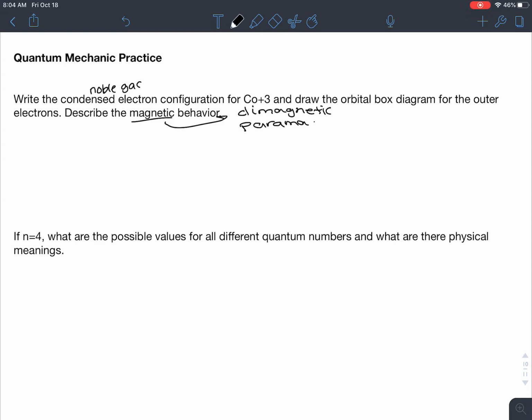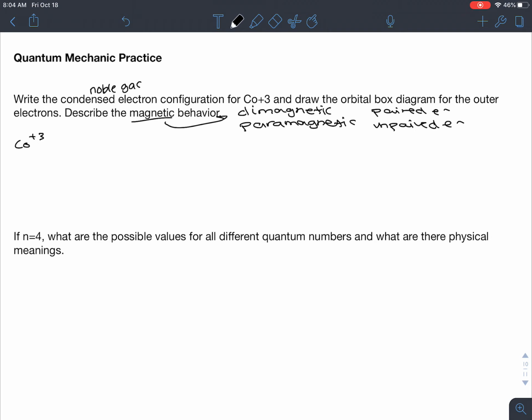and paramagnetic. Diamagnetic is when there are paired electrons, and paramagnetic is unpaired electrons. That affects the magnetism of these different elements, specifically the ions, meaning how they react to an external magnetic field if the electrons are paired or unpaired. So let's first start with writing the electron configuration. We have Co3+.